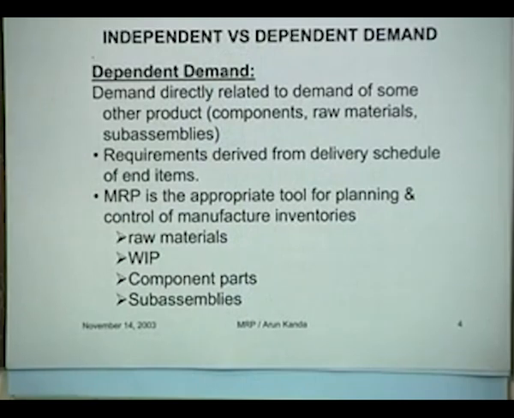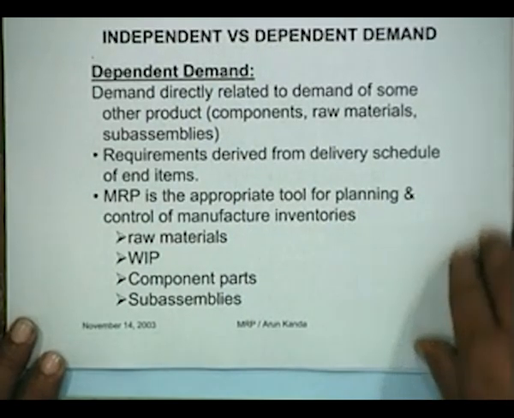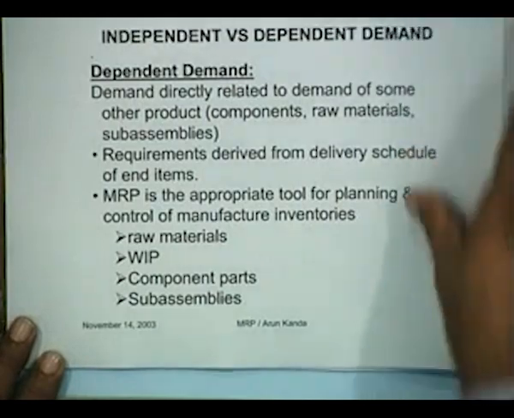So MRP systems are actually applicable in those situations where we are dealing with dependent demands and not independent demands. Okay, that's the point. We are given the independent demand of cars that we need, and we are trying to find out how many tires, how many steering wheels and how many other components we would be requiring during the entire period of production.